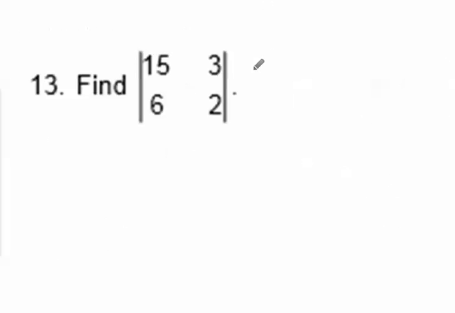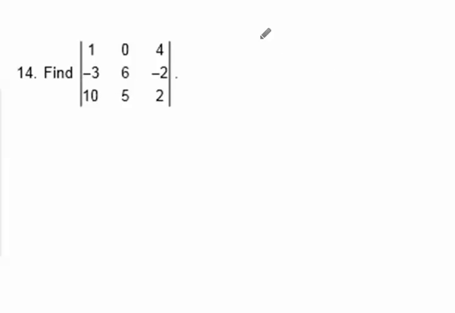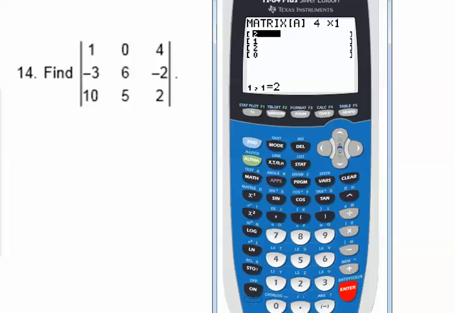Okay. This is asking me to find the determinant. This minus that. 15 times 2, 30. Minus 6 times 3, 18. Will equal 12. That'd be my determinant. That simple. Okay? Finding the determinant of a 3 by 3. Much harder. I always hate doing this one. That's when I always come back to this.